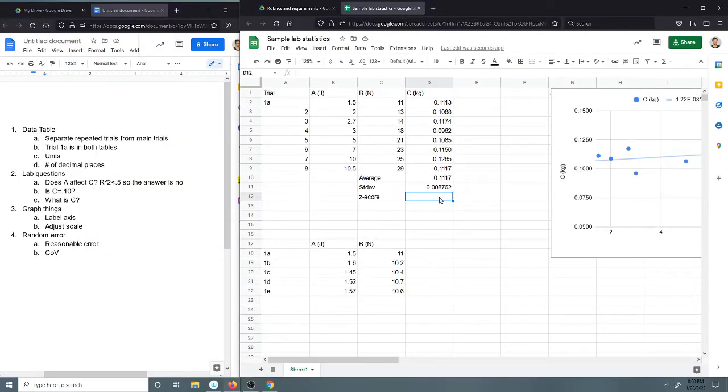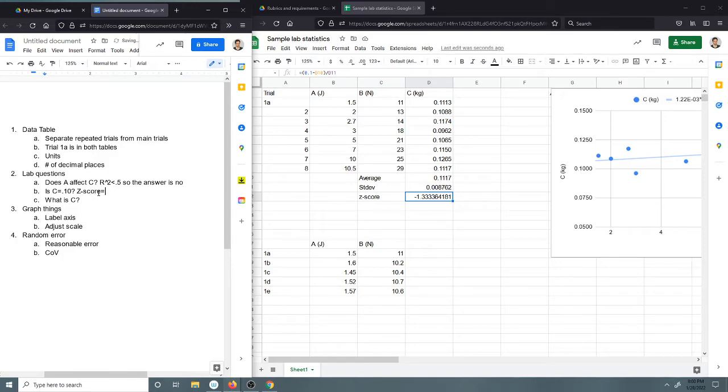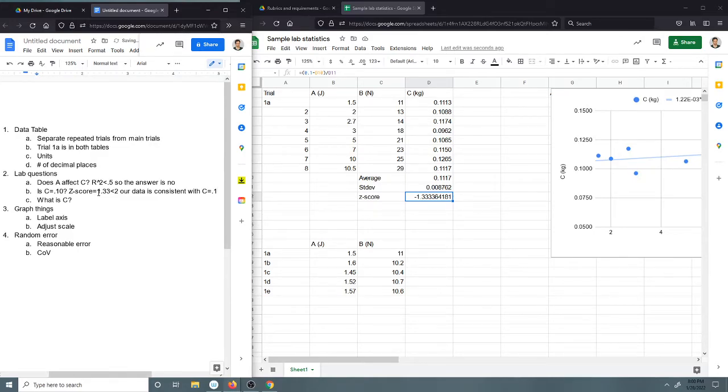All right. Z-score, which is equal to the expected value, 0.1, minus the average, divided by the standard deviation, negative 1.33. The negative part doesn't matter at all. Is C equal to 0.10? My z-score is equal to 1.33, which is less than 2. I mean, is it 0.1? We don't know for sure, but our data is consistent with C equaling 0.1. Okay? All right, that's one thing.